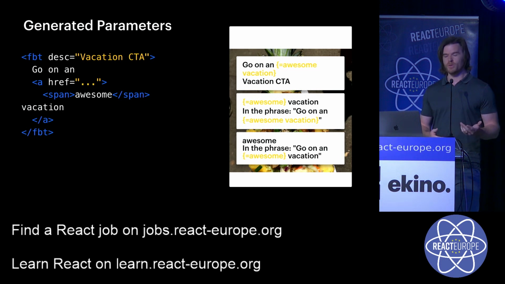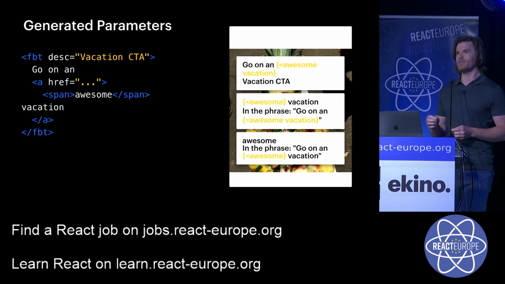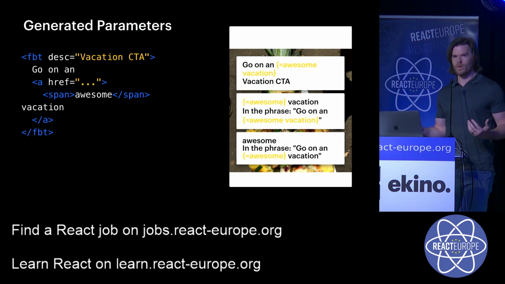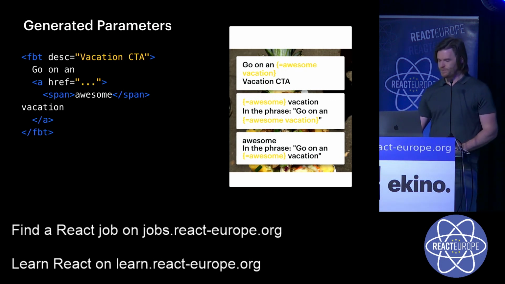But what's nice is you'll notice those descriptions are auto-generated for you. So the translator gets the exact and full context for where these smaller sentences are going. And this is where a lot of mistranslations come from, where the translator might be translating that word awesome, but they have no idea where it's going. And so to get that right, providing this description, this is in this exact phrase, go on an awesome vacation, is pretty crucial. And that's why we keep that verbatim text included.